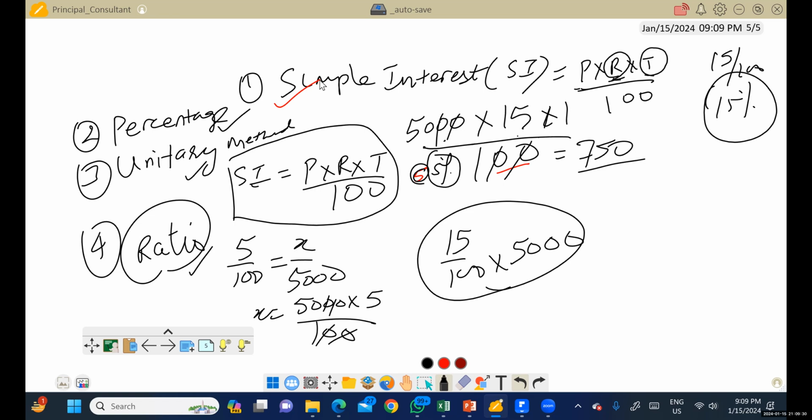Anirudh, have you understood all 4? Yes, sir. Good, very good. Daksh, have you understood all 4 approaches? Yes, sir. Now you're comparing quantities by percentage, by unitary method, by ratio, and by the simple interest formula. Himangi, clear? Yes, sir. Vyashi, is it clear? Yes, sir. So practice all 4. You will become a champion, don't worry.